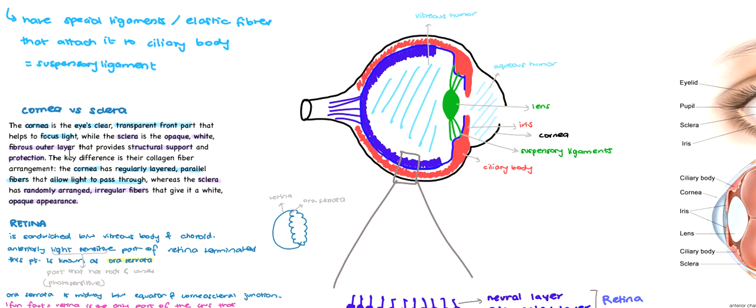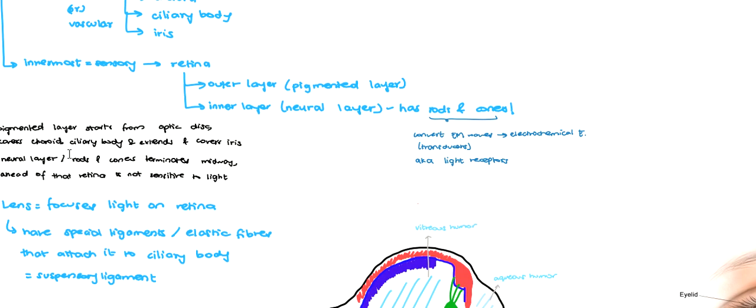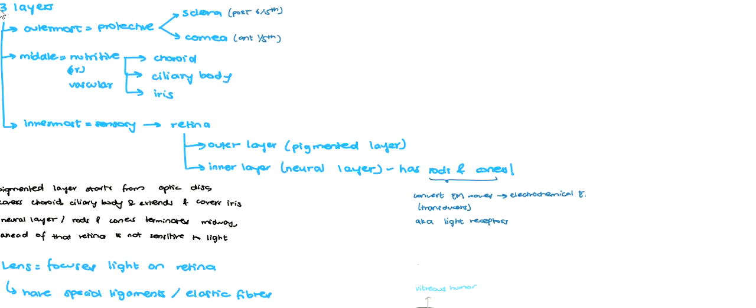Now, cornea has regularly layered parallel fibers. That's the reason it is able to allow the light to pass through. Whereas sclera has randomly arranged irregular fibers. This is why it appears opaque and it appears white in color. So that's the difference between sclera and cornea, and together they comprise your outermost protective layer.